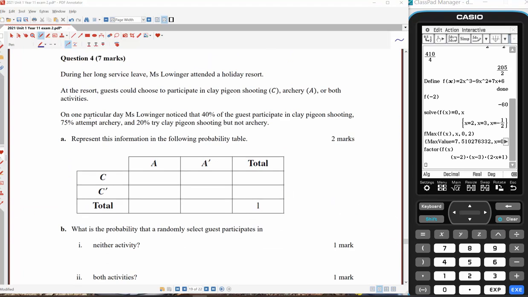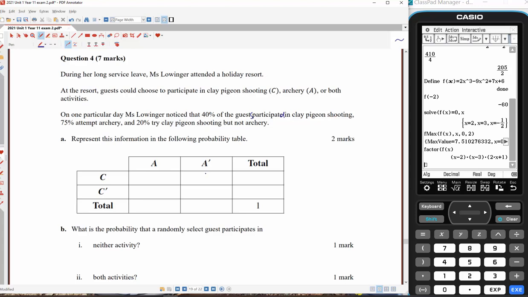Okay, during her long service leave, Ms. Lowinger attended a holiday resort. At the resort, guests could choose to participate in clay shooting or archery or both activities. On one particular day, Ms. Lowinger noticed that 40% of the guests participated in clay pigeon shooting, 75% attempt archery, 20% try clay pigeon shooting but not archery.